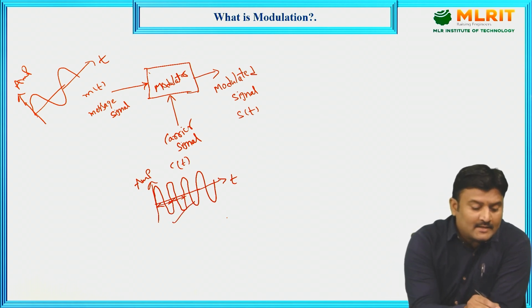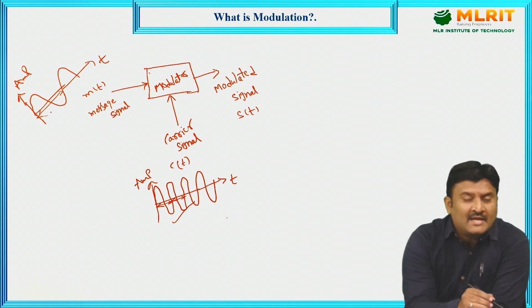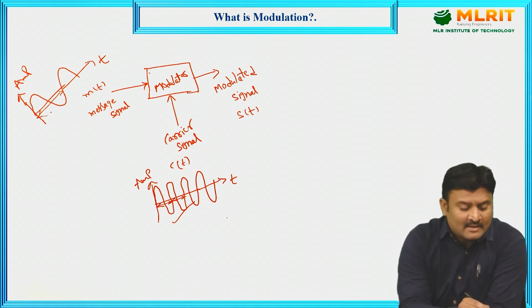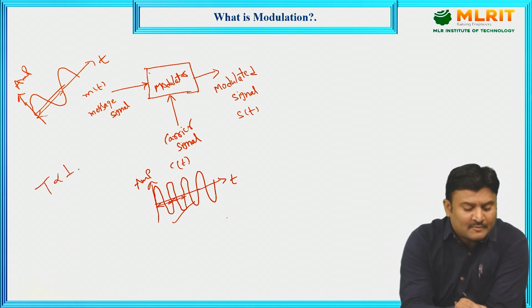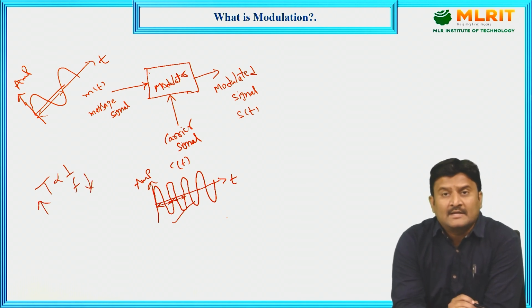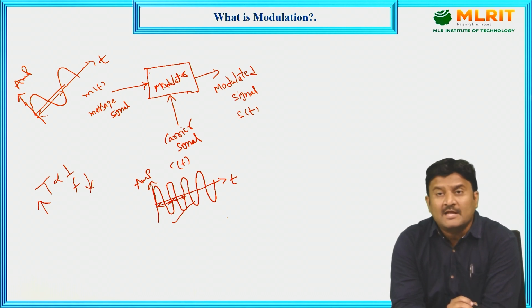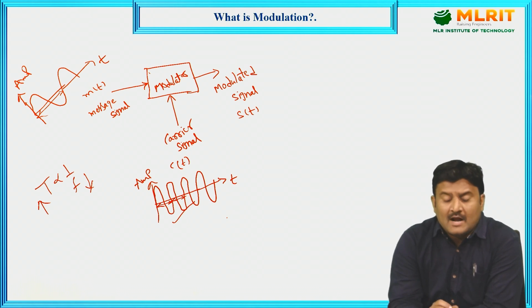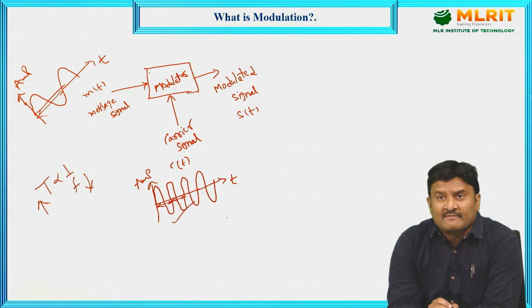Here the time period is very high. You know very well that time is inversely proportional to frequency. If the time period is very high, the frequency is low, so it is called a low frequency signal. That means the information signal is a low frequency signal and the carrier signal is a high frequency signal.